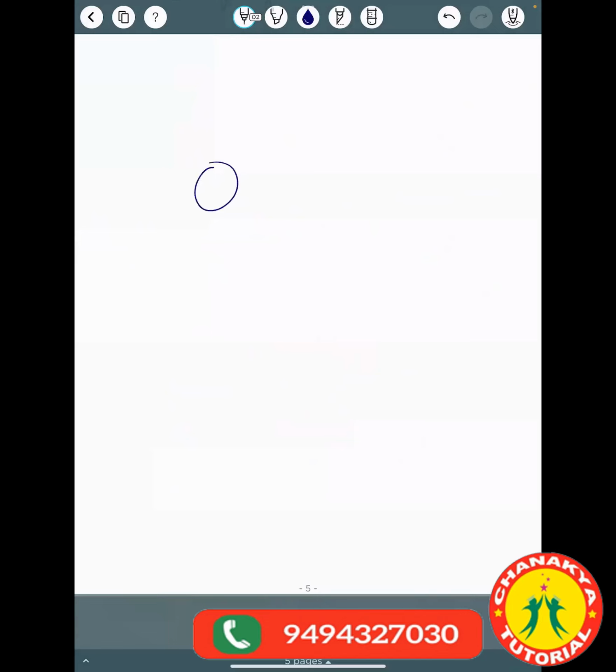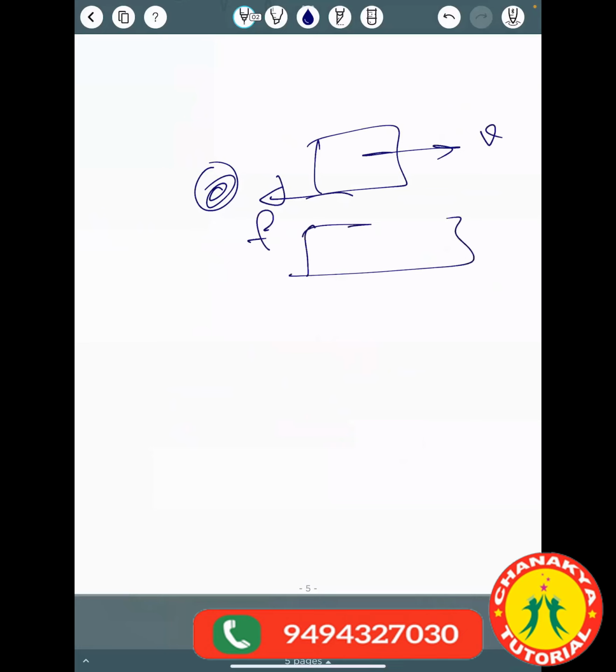Simply, if I say any object is moving, then friction will be like this. And if it is moving on some ground, the friction will be in this direction. Okay. Again, if I say a car, you have to be careful. Let's say the car is moving in this direction, V.